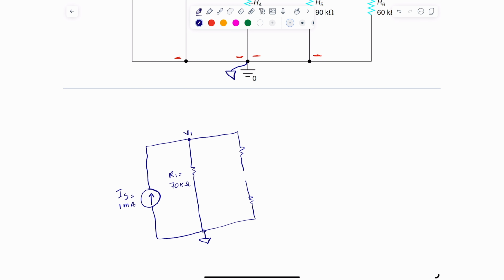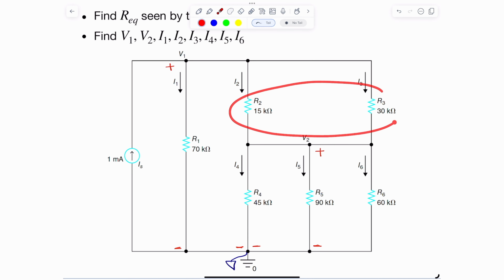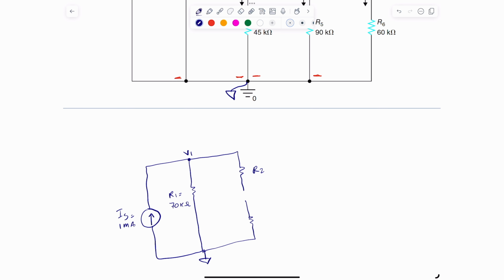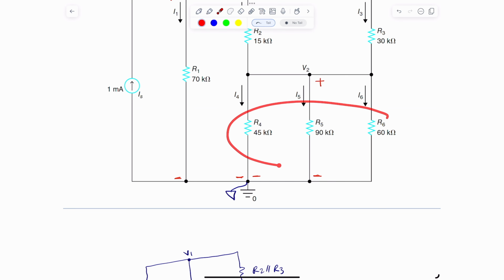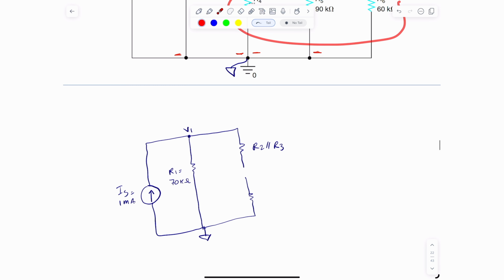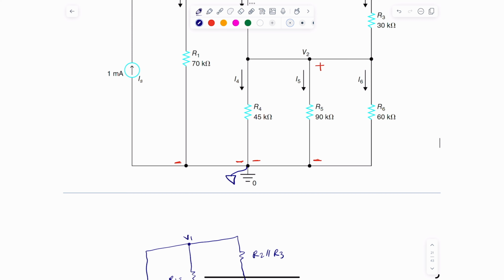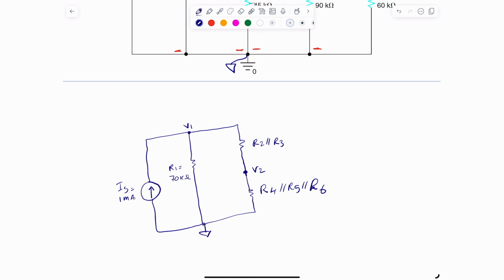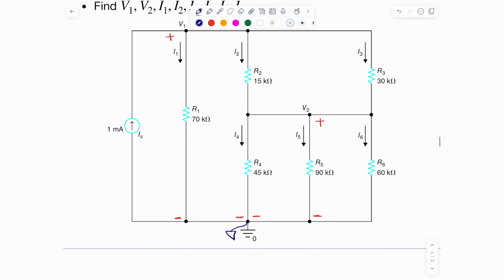And then what we do is we replace these two, R2 and R3, with one resistor. This is R2 in parallel with R3. And then these resistors in here, we replace them with one resistor, and that resistor is simply R4 in parallel with R5 in parallel with R6. And we can see that this node is still V2, with respect to the reference. All right, so let's compute the values of R2 and R3. If I take a look at it, it's 15 and 30.